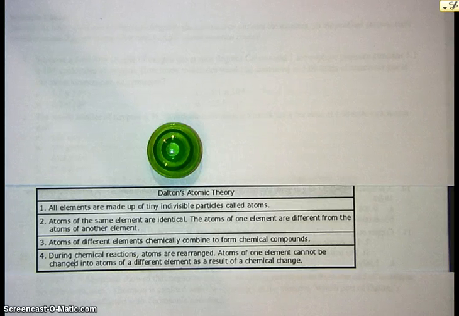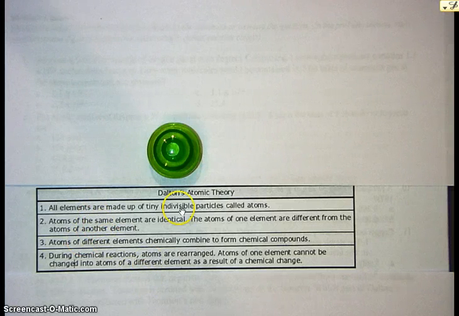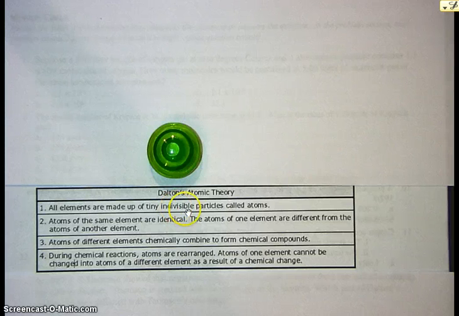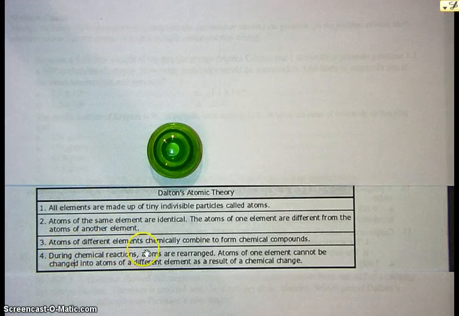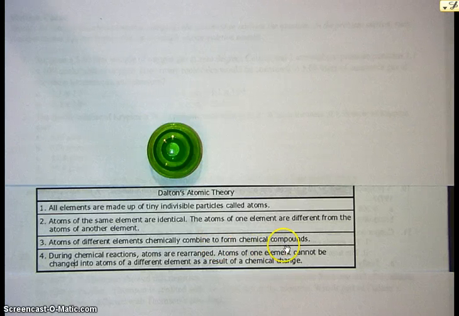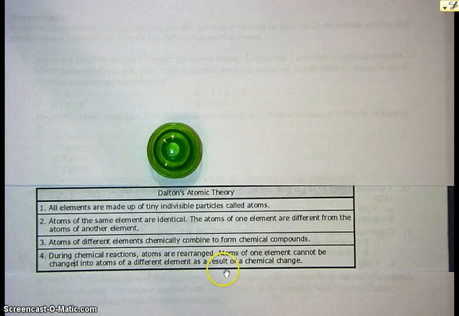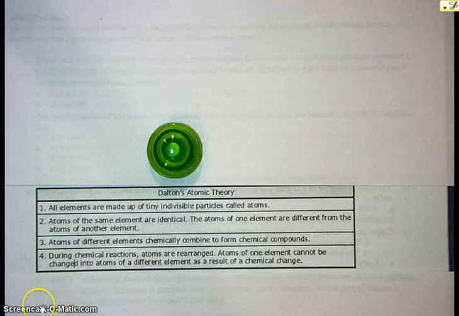Okay, so here's Dalton's atomic theory. Here are his tenets. First one was all elements are made up of tiny indivisible particles called atoms. Number 2 is atoms of the same element are identical. The atoms of one element are different from the atoms of another element. And number 3, atoms of different elements chemically combine to form chemical compounds. And number 4, during chemical reactions, atoms are rearranged. Atoms of one element cannot be changed into atoms of a different element as a result of chemical change.